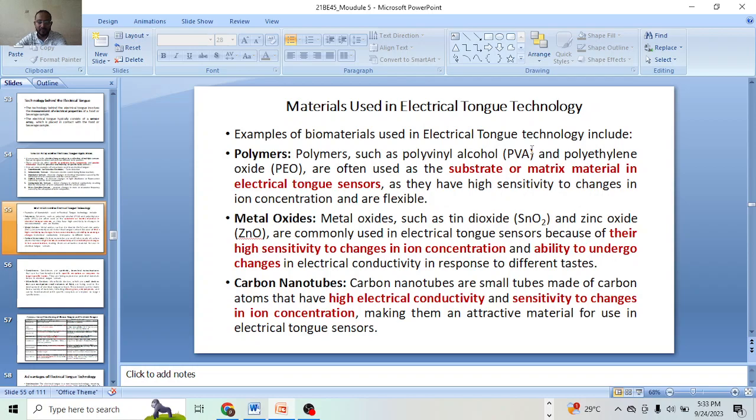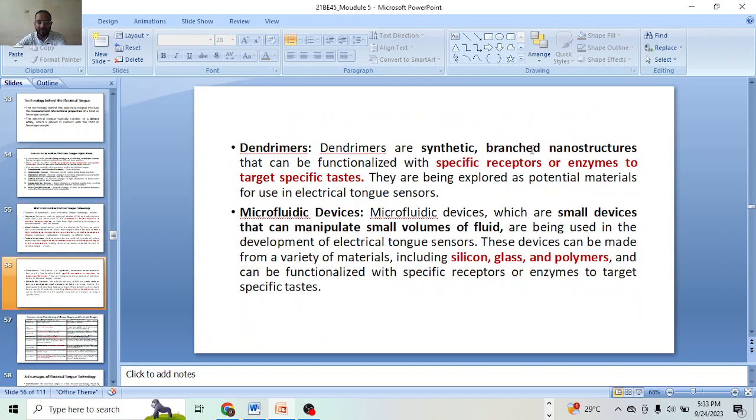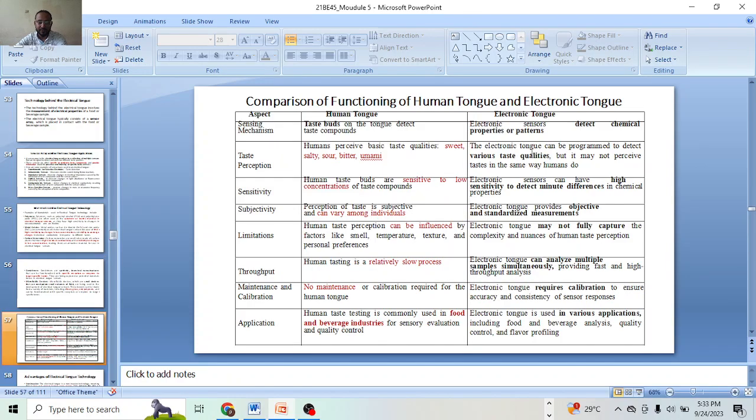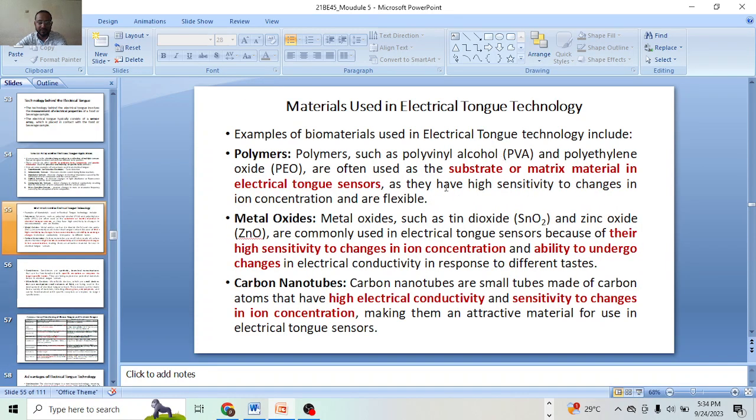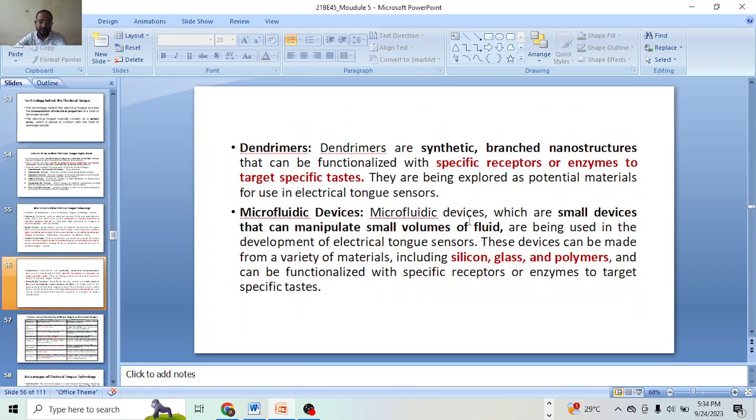Total 6 plus 7, marks over. Now the materials used in electrical tongue. You can just mention or explain 1 or 2. That can be given for 2 marks, that is 9.